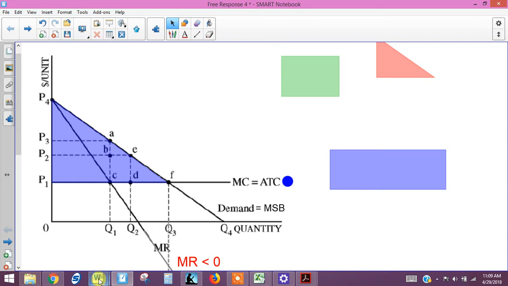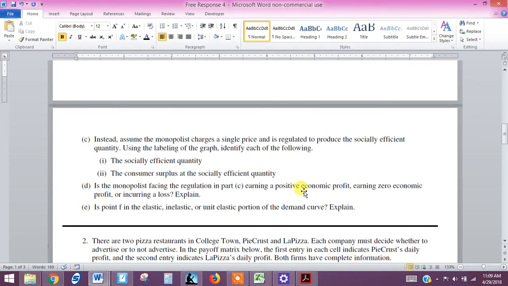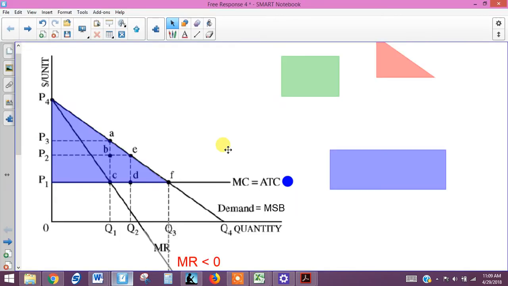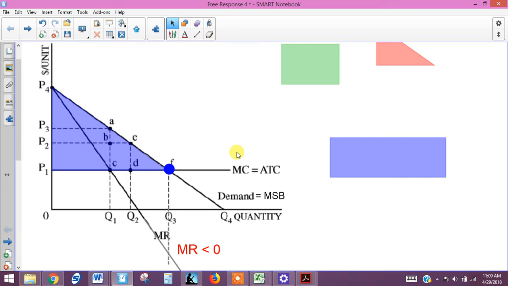All right, so now let's keep going and look at part D. Is the monopolist facing the regulation in part C earning a positive economic profit, earning zero economic profit, or incurring a loss? You want to explain that they're earning zero, and that's pretty easy, because at this point price equals average total cost. So that is the point where they're operating at a zero profit, no gain and no loss.